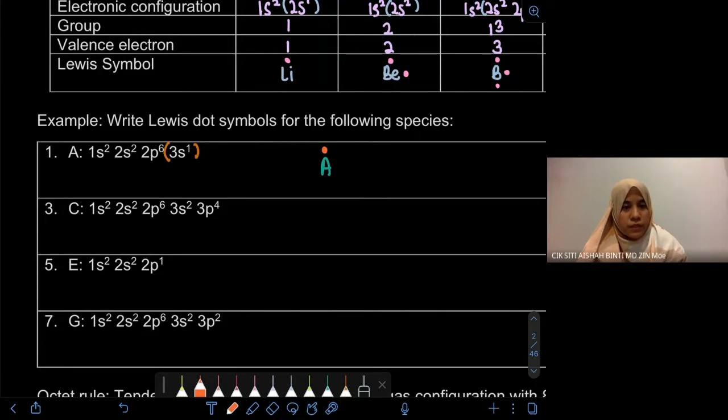So this is example number 3. For example number 3, for the valence shell we look at the highest n equal to 3. We have 3s2, 3p4. There are 2 orbitals. Okay, so how to draw it? First draw the symbol, then look at how many electrons. So 2 plus 4 is 6. So we draw 6 electrons: 1, 2, 3, 4, 5, 6.